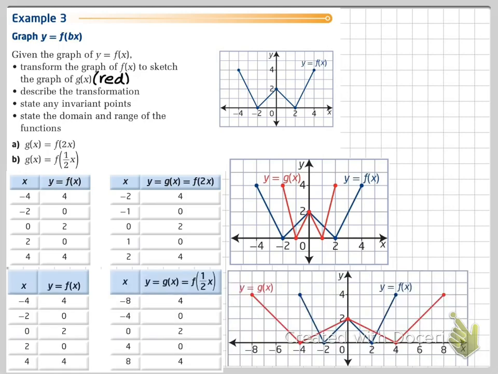And when it's 1/2 f of x, notice that every y value now is going to be divided by a half, and so therefore it's going to stick out further. So when we had the point 4, 4, -4, 4, it's going to become -8, 4.